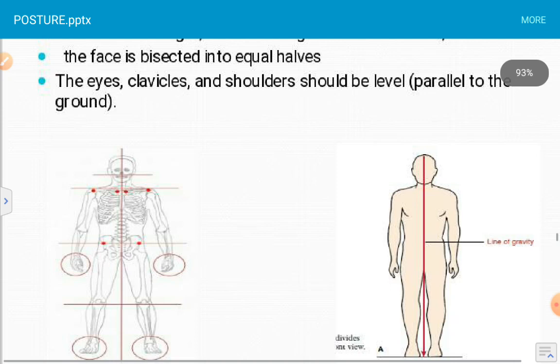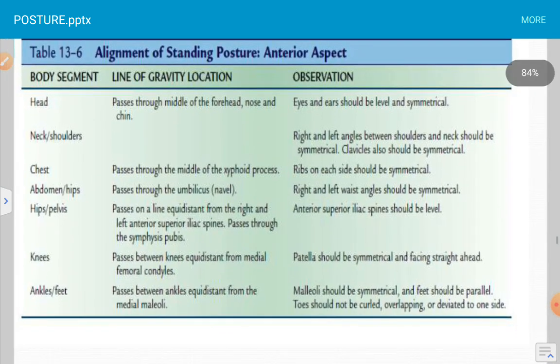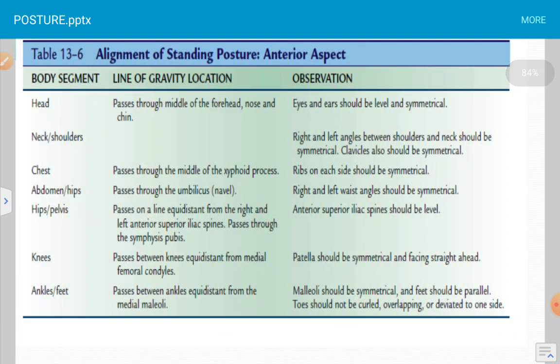At the ankle and feet, the line passes between the ankles, equidistant from the medial malleoli. The malleoli should be symmetrical and the feet should be parallel. Toes should not be curled, overlapping, or deviated to one side.